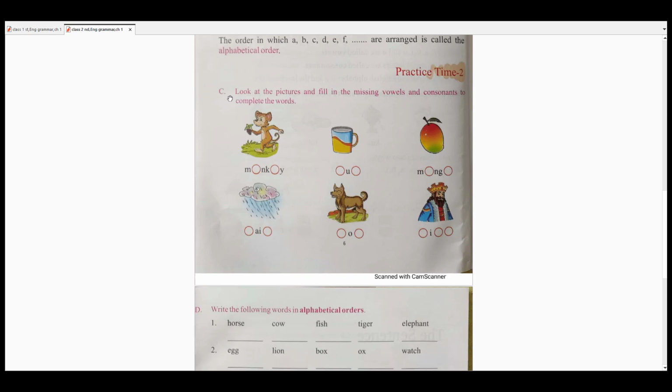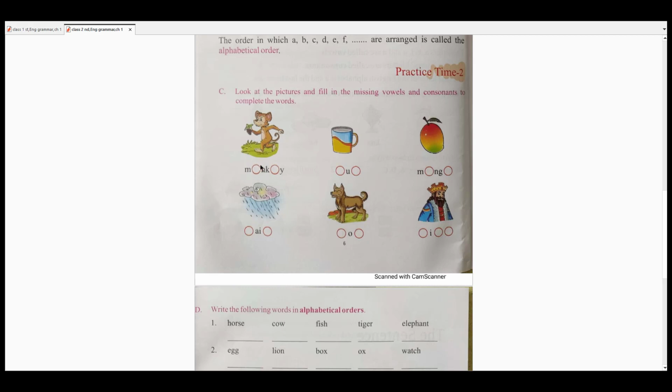So now the practice time. The C question says, look at the pictures and fill in the missing vowels and consonants to complete the words. You have to look at these pictures. For example, this is a dog, so you need to fill D and G here. In these circles, the first circle will have capital D and the last circle will have small g, because the first letter will always be capital, or you can use the small letter as well, because that doesn't matter here.